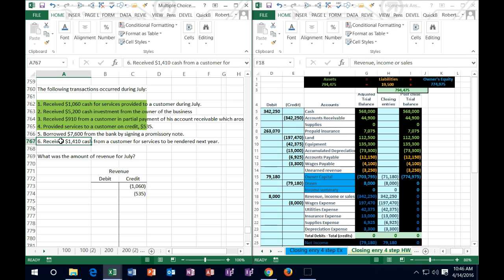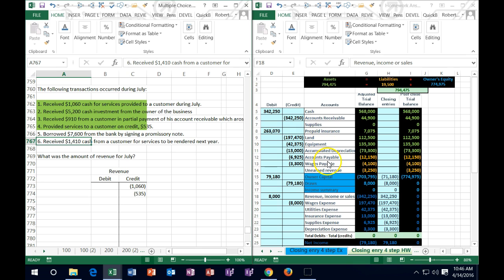Then we borrowed $7,600 from the bank by signing a promissory note. So is cash affected? Yeah, cash is going up. We got more money. Cash is a debit. We're going to make it go up by doing the same thing, which would be another debit. What would the credits go to? Well, I guess, is it going to go to revenue? Nah, we didn't earn anything. We got a loan here.